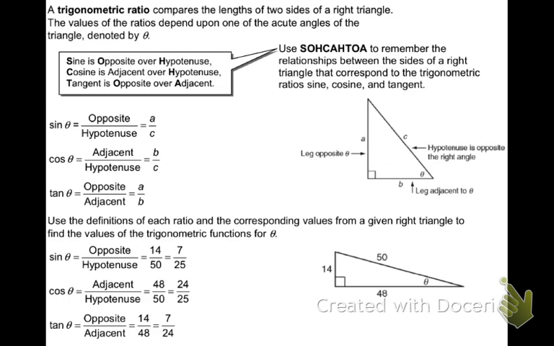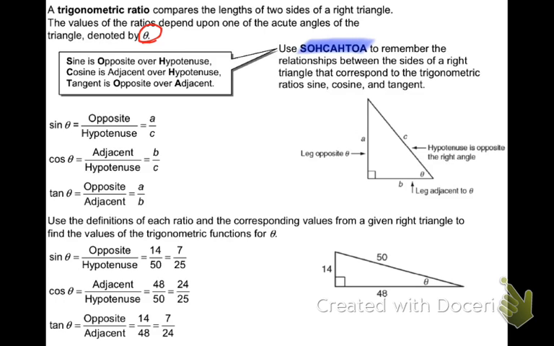Who remembers what SOHCAHTOA is? A trigonometric ratio compares the lengths of two sides of a right triangle. The values of the ratios depend upon one of the acute angles of the triangle, denoted by theta. That symbol right there is called theta. It is a Greek symbol. Now, we are talking about SOHCAHTOA.